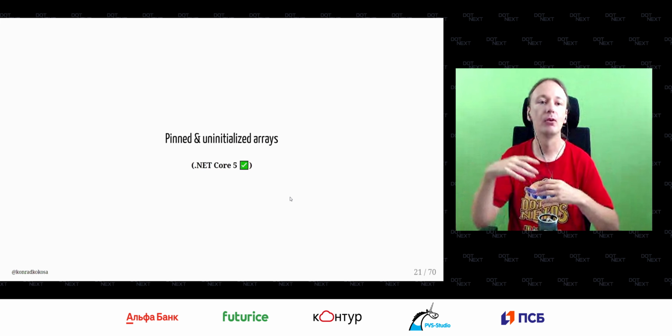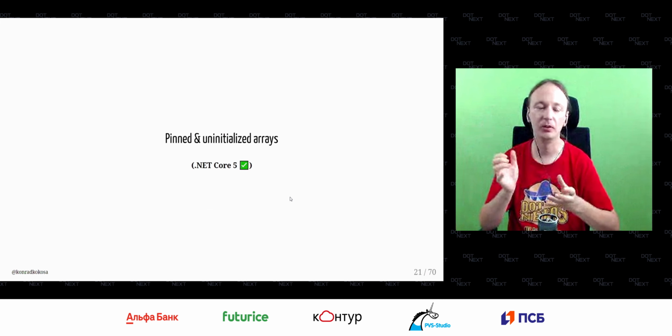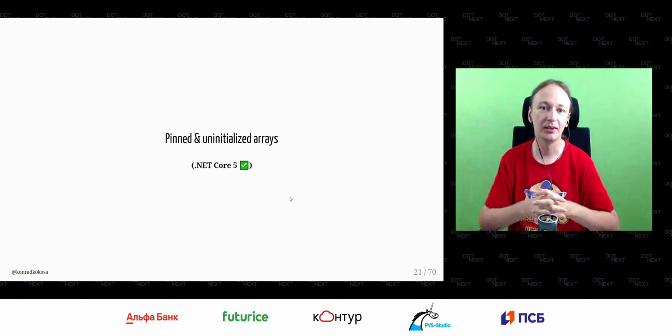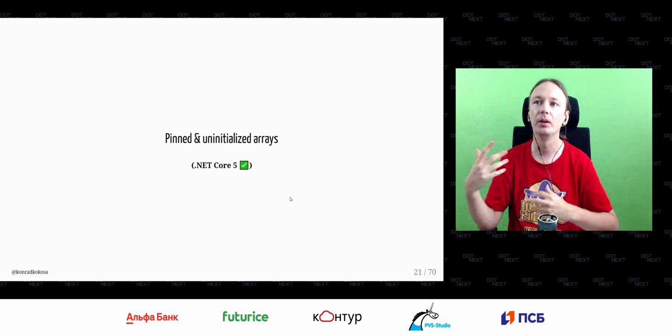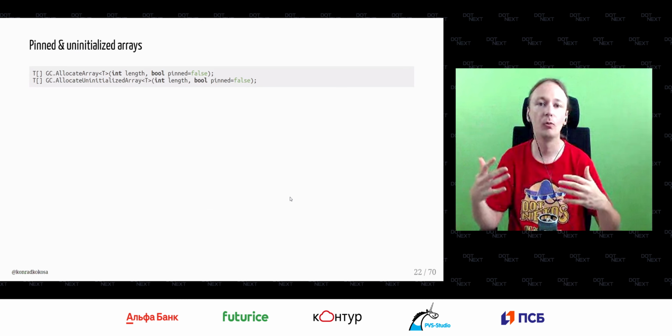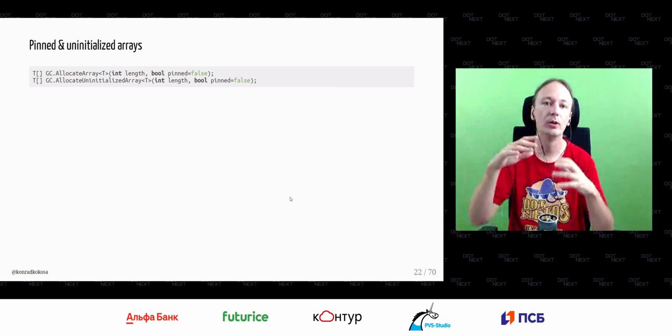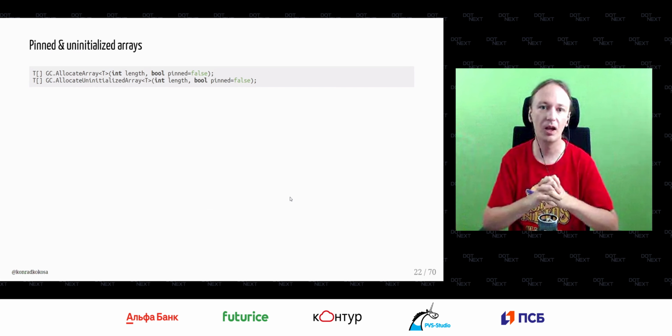Another thing which is even more interesting than the previous ones, because the previous ones were kind of fine-tuning things which are not so fancy, but this one is a big thing. Since .NET 5, and this is already agreed, we will have pinned and uninitialized arrays. So from the very beginning, the only way to allocate an object was to new it up. We were writing new something and the object was created.